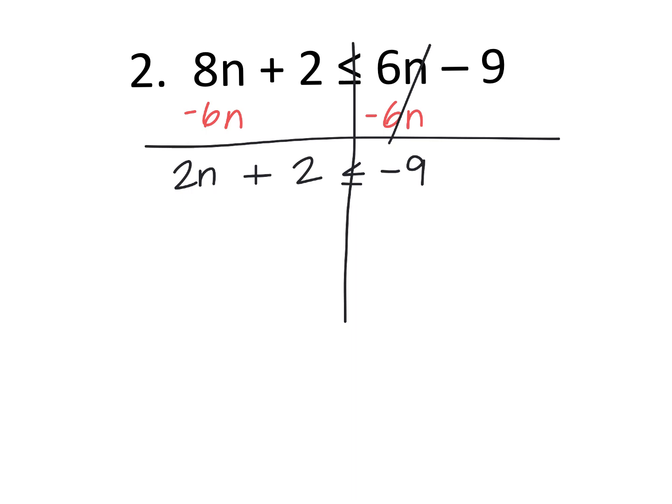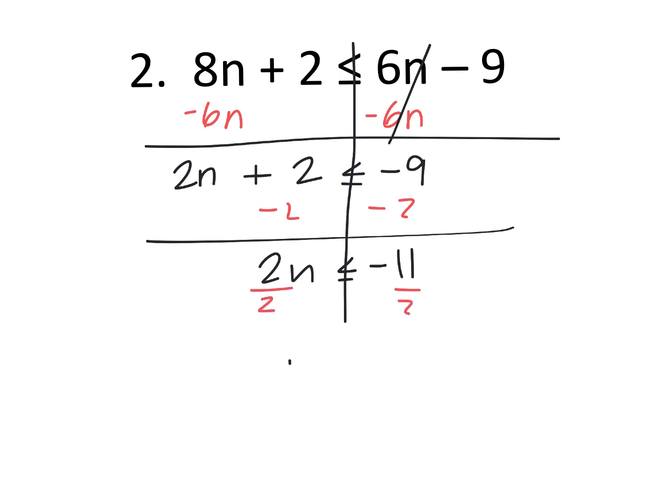Now it's a two-step equation. So Elliot, what next? 2n is less than or equal to negative 11. All right, and last thing. Bennett, what's the last thing?